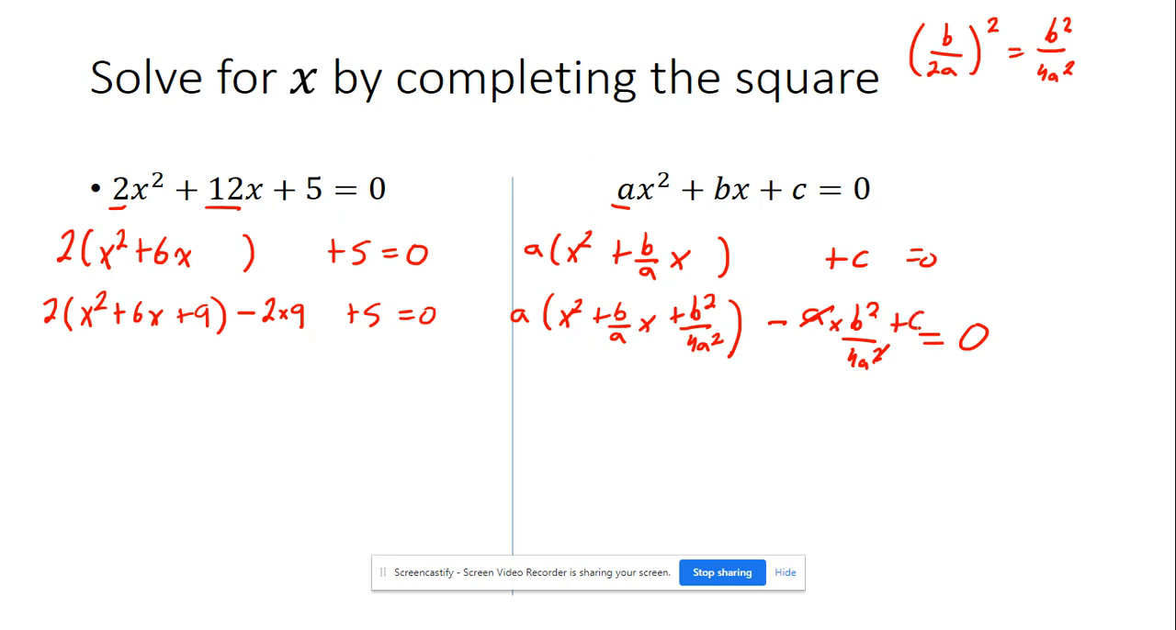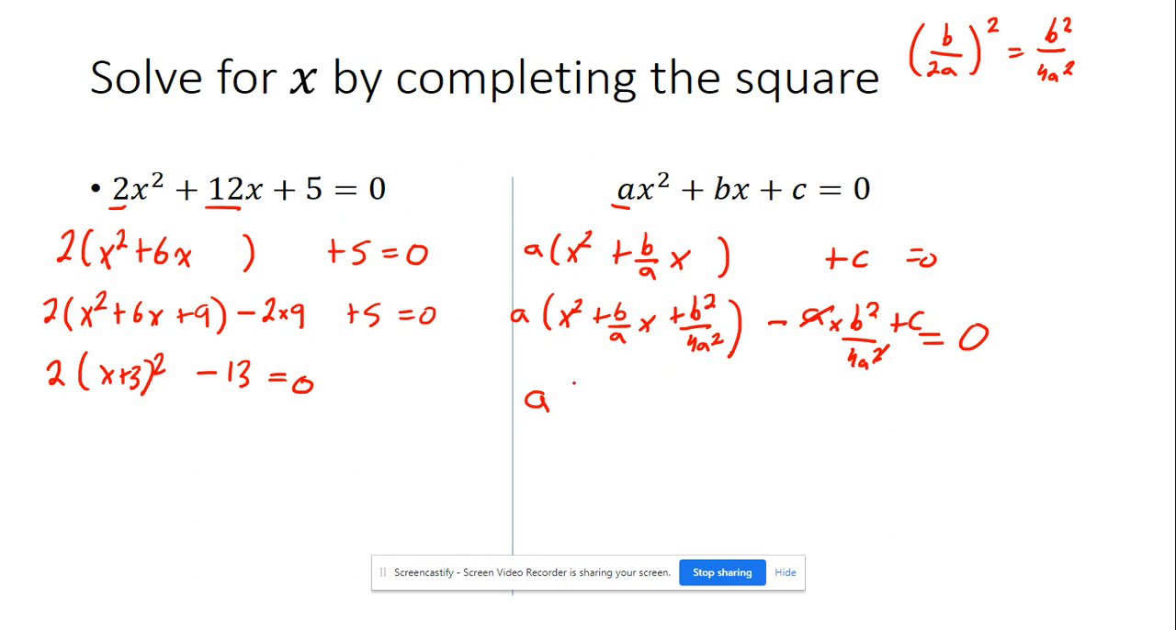Oops, still plus c, my mistake. Okay, so what do we do next? It's going to be 2x plus 3 squared, negative 18 plus 5 is negative 13, equals 0. So we get a, that's this part here, and now I need to factor this.